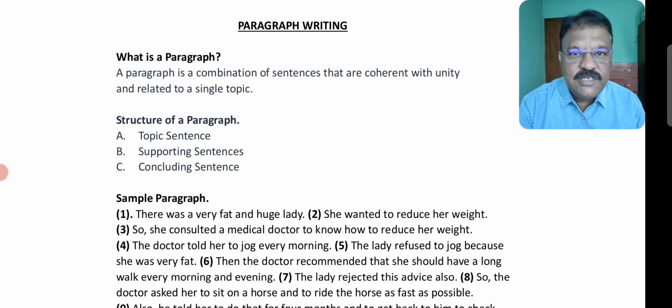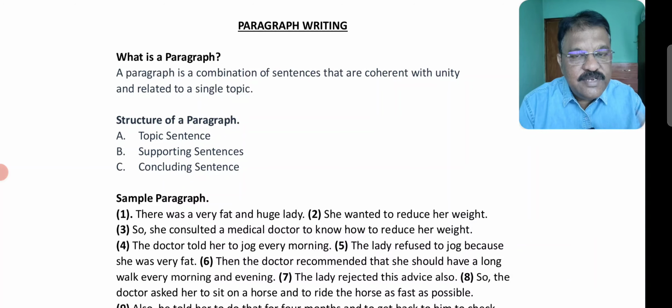Remember this, right? Good. Now we have seen a paragraph is a combination of sentences that are coherent with unity and related to a single topic. That's what a paragraph is. My dear friends, you know what a sentence is, right? Then do you want to know what it is to be coherent? What is it to have unity? Let me tell you.